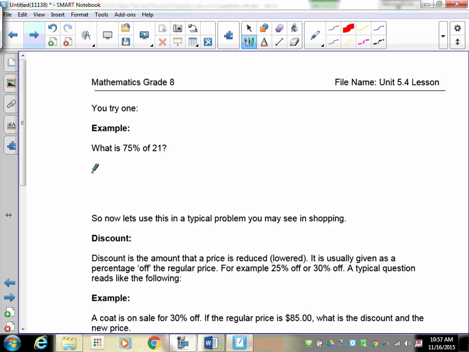Next page. You try this one. 75% of 21. All right, should be done by now. 75% converts to a decimal first, so you go 75 divided by 100, and that gives you 0.75. And 0.75, multiply that by 21, that will give you 15.75. Simple as that. Okay, so now we know how to do percentages of numbers, or reviewed it, I should say.